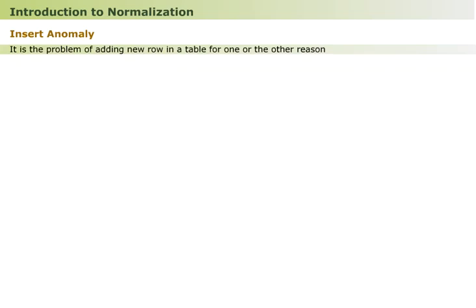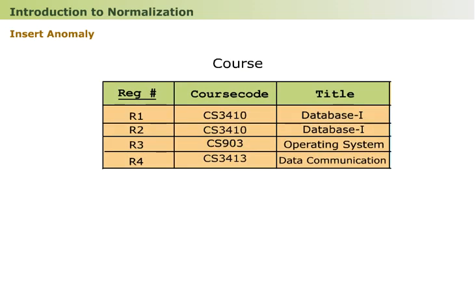Insert anomaly. It is the problem of adding a new row in a table for one reason or another. For example, consider the table course as shown. The analysis of the table course shows that it is a valid table as it satisfies all basic conditions, such as the table has a primary key which ensures that each row is unique and each column is unique.